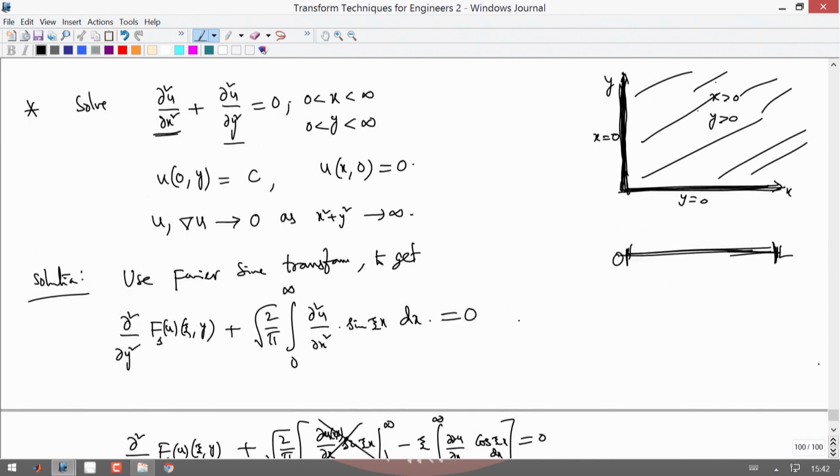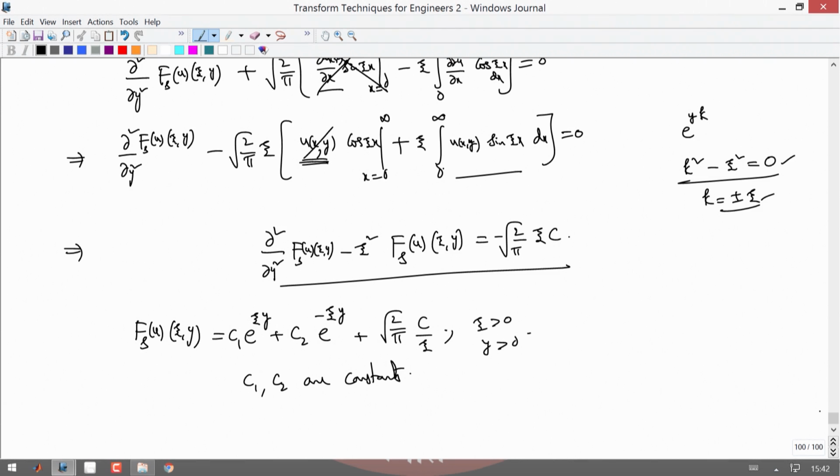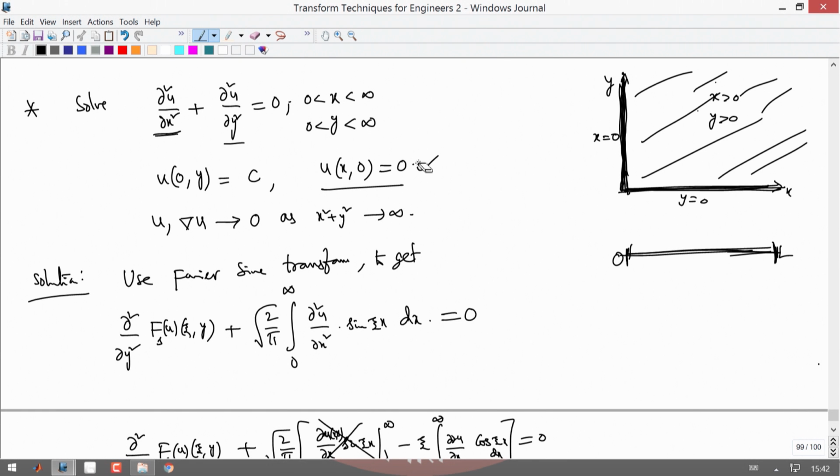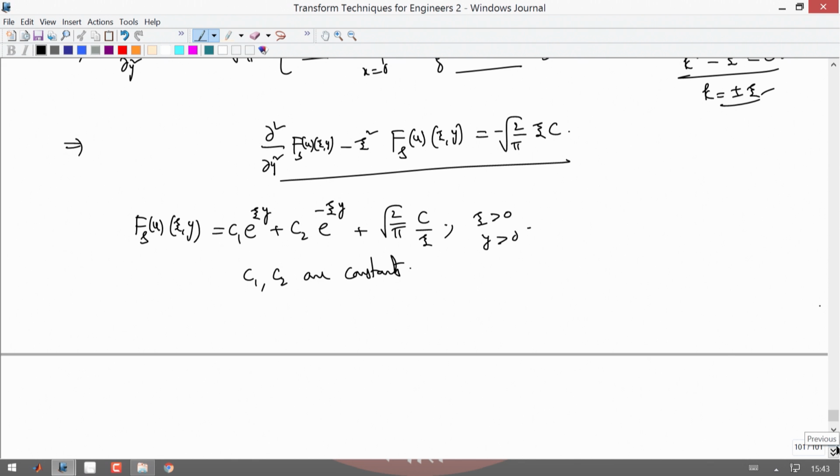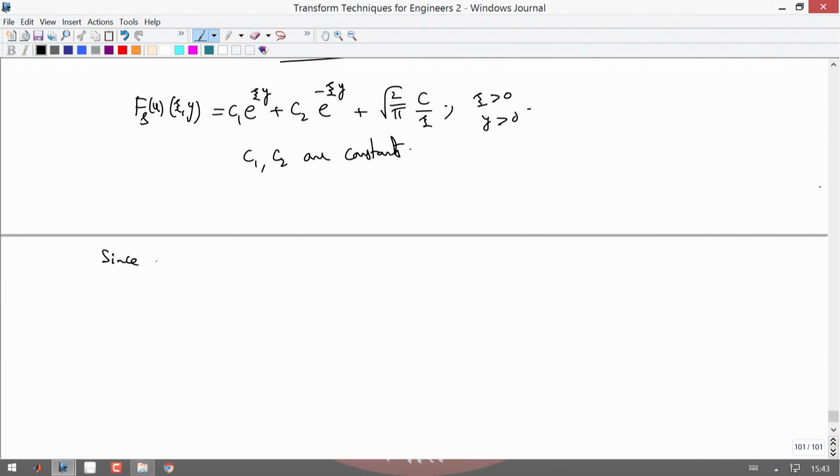So still, like earlier, we have not used the other boundary condition. What is it? That is u at x comma 0, u at y equal to 0. If you use this, since u at x comma 0 is equal to 0, we have the Fourier sine transform of u at xi comma 0 is also 0. So if you substitute here, the left hand side is 0, and the right hand side has C1.